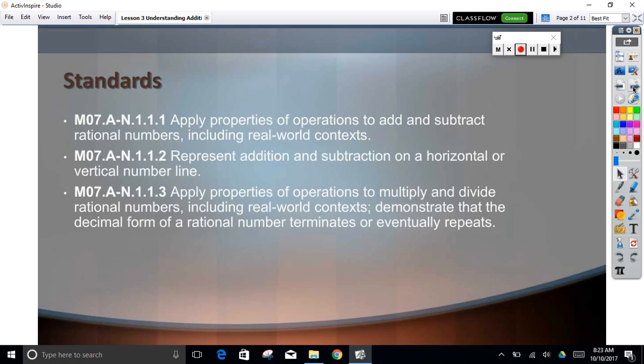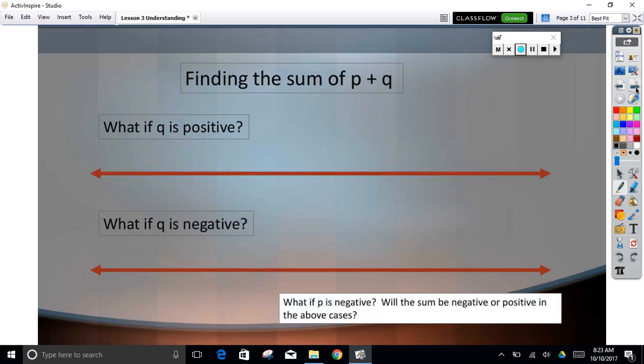All right, so this is our list of standards. We're still doing the same standard where we are representing addition and subtraction on a vertical number line. Okay, this is not in your notes, so I want to talk about this in very general terms, finding the sum of P plus Q.